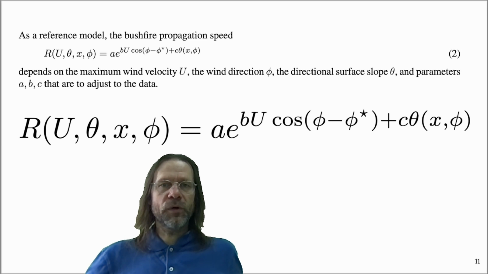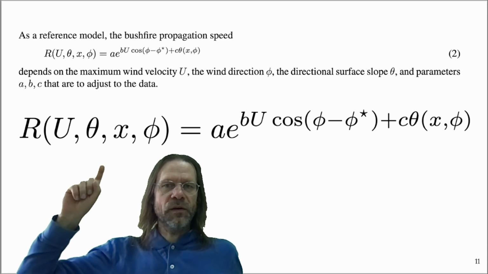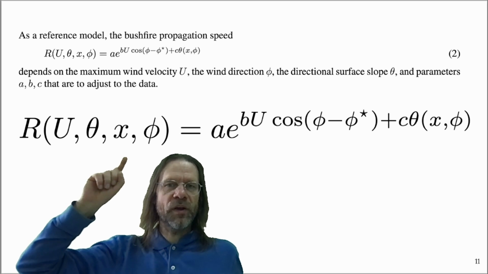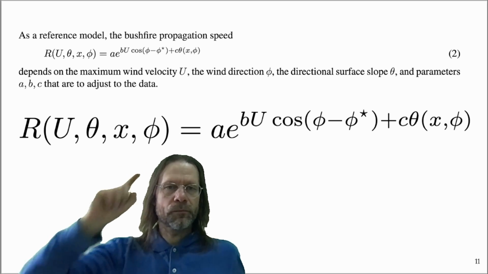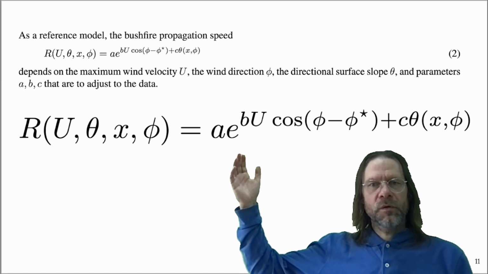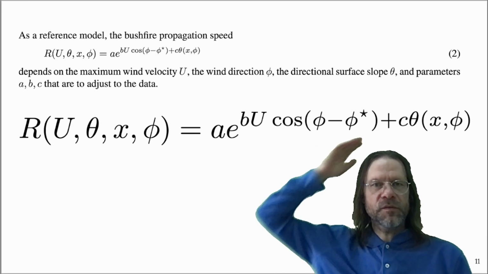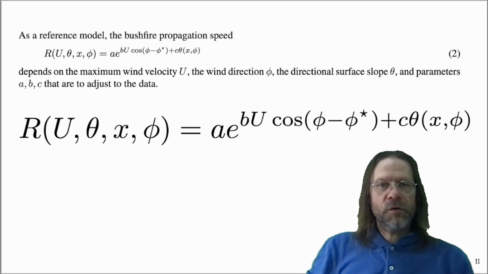By the multiplication, we are sure that in the absence of one effect, the model reduces to a one-variable model of the other effect. The rate of spread of the bushfire propagation depends on several variables: U, the maximum wind speed, theta, the slope function that depends on the position x, and phi, the wind direction. The different parameters account for different components. A, the effect of the fuel, B, the effect of the wind speed, and C, the effect of the slope.